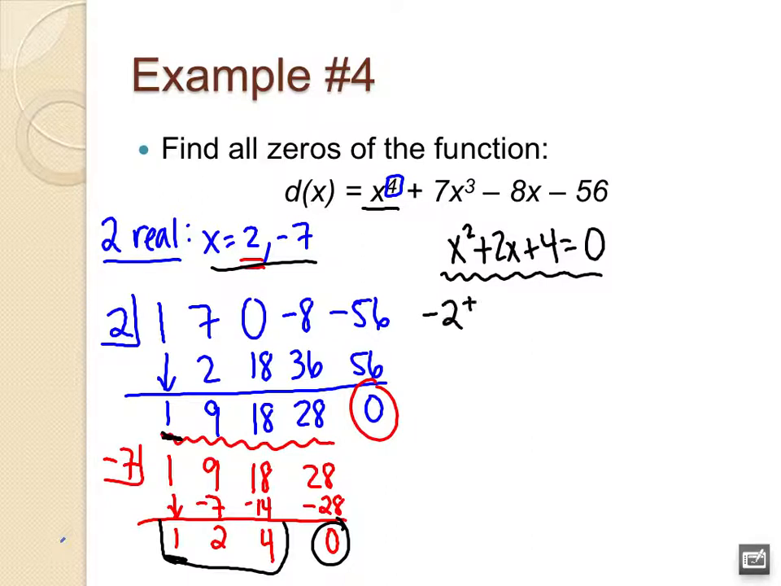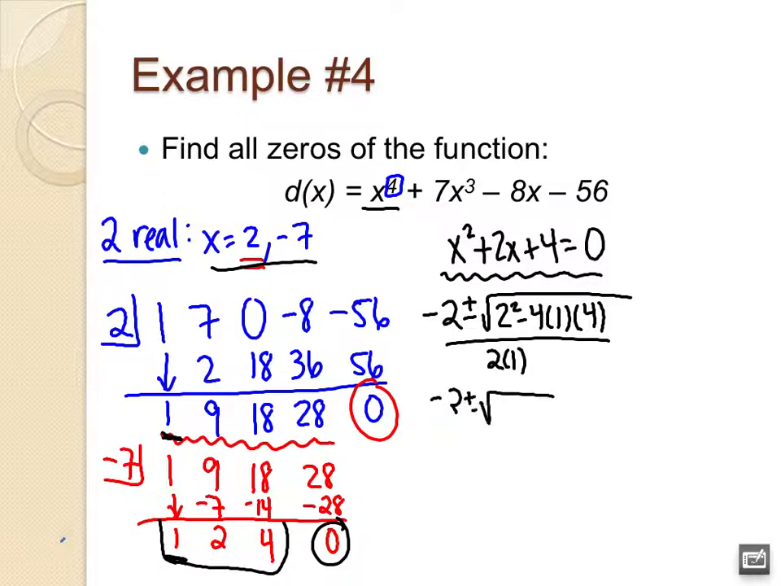Opposite of b plus or minus the square root of b squared minus 4ac all over 2a. So I get negative 2 plus or minus the square root. 2 squared is 4. 4 subtract 16 is negative 12 all over 2. Don't just start dividing everything by 2. I think that's really enticing here, but you can't do that. First, you've got to simplify the square root. Root negative 12 is the square root of negative 4 and the square root of 3.